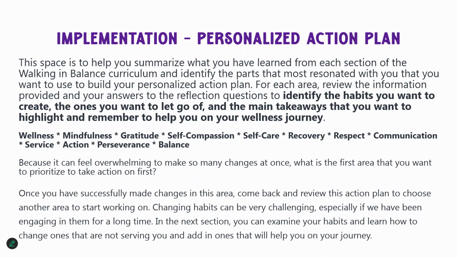So after you go through and summarize everything from each section, then you want to sit with yourself and go, okay, what's the most important thing here that I need to change? What's the first thing that I need to work on? And write that in that section, and that'll be your starting point. So once you have successfully made changes in this area, whatever you've chosen to prioritize, come back and review this action plan to choose another area to start working on. Changing habits can be very challenging, especially if we've been engaging in them for a long time. So in the next section, you can examine your habits and learn how to change ones that are not serving you and add in ones that will help you on your journey.